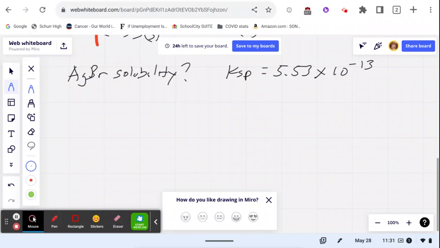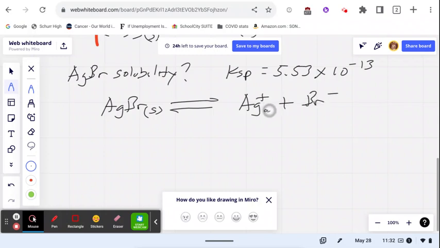So let's go ahead and write out the equation, AgBr. AgBr is a solid. All these are solids. That's why we're looking at the solubility. So what is the solubility of AgBr? Well, let's go ahead and write the equation. AgBr breaks up into silver ions and bromide ions.